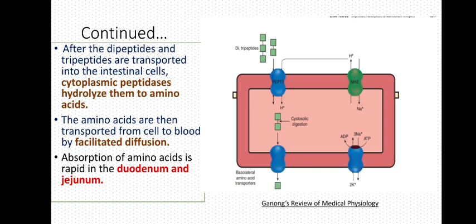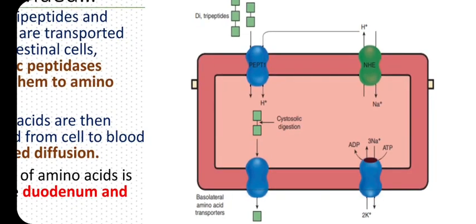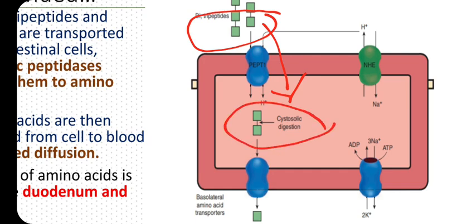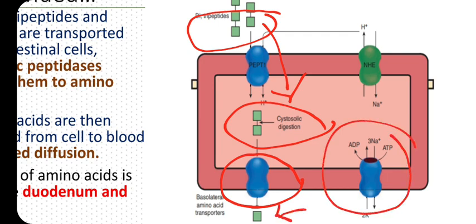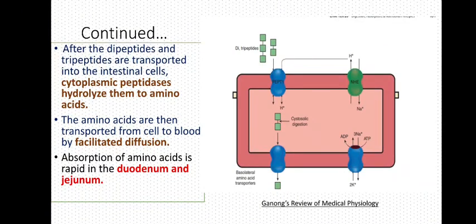So here we have one more picture. I think let me just zoom it and show you very clearly. So dipeptides and tripeptides are present here, you can see there. By the help of peptide transporter, it is taken in. Cytosolic digestion takes place here. By the help of amino acid transporter, amino acids are taken into the blood, and this is the ATPase transporter through which the sodium is pumped out and potassium is pumped in. So that's how the absorption of amino acids, dipeptides and tripeptides occurs in the cell.